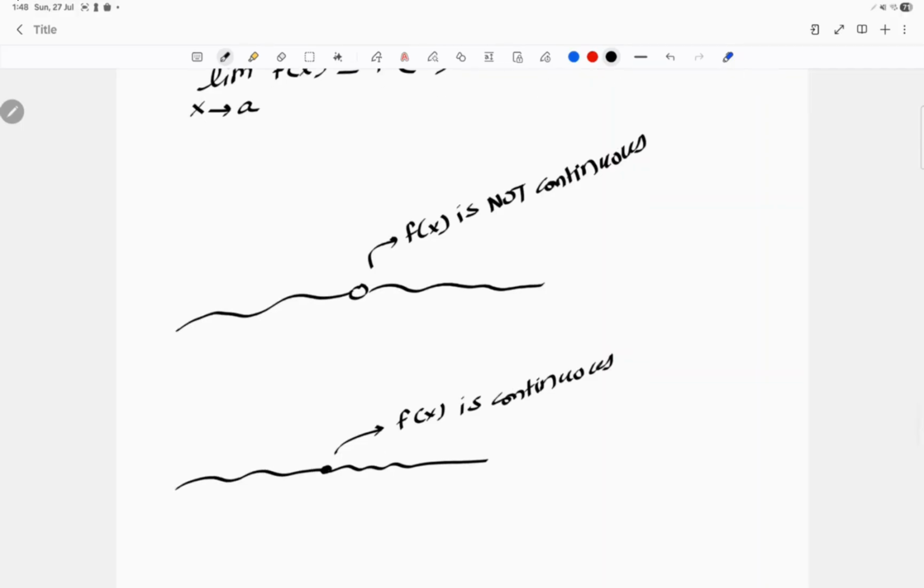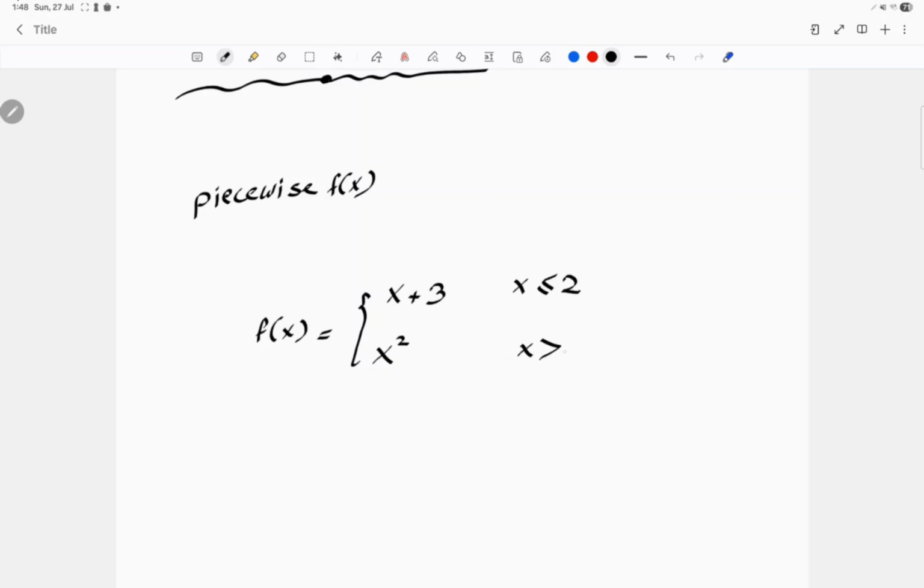Let's go ahead and do an example of a piecewise function, which means a function that's made of two parts. f of x is, first part, x plus 3 when x is less than or equal to 2. Second part is x squared when x is bigger than 2. Whenever it's less than, that's called the left-hand limit. Whenever it's larger than, that's called the right-hand limit.